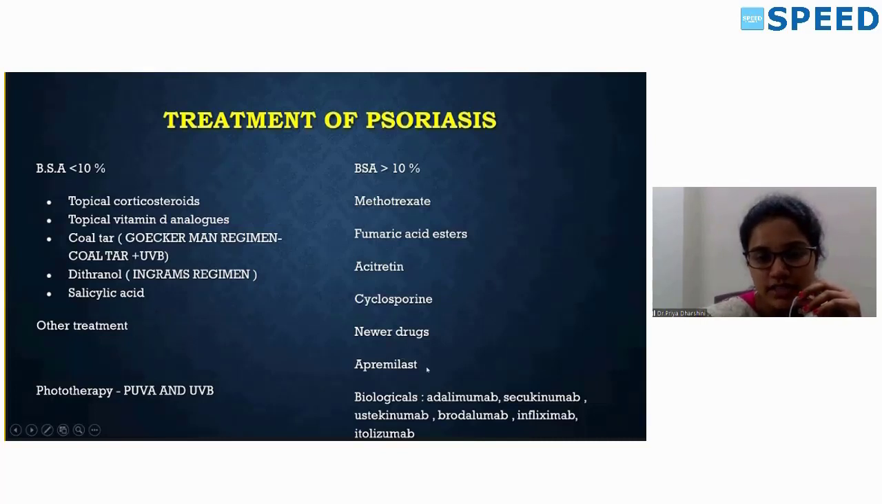Apremilast, which is a phosphodiesterase 4 inhibitor, is also a new drug launched for treating psoriasis. And other biologicals mainly used in case of psoriasis are adalimumab, secukinumab, and ustekinumab. These 3 are available in India, and these are the most commonly used drugs.